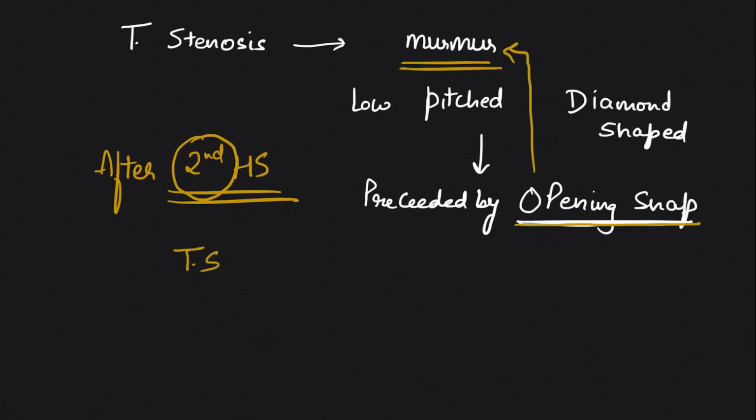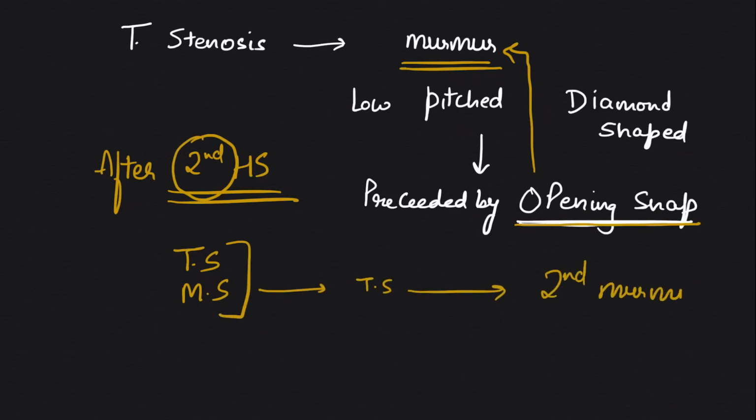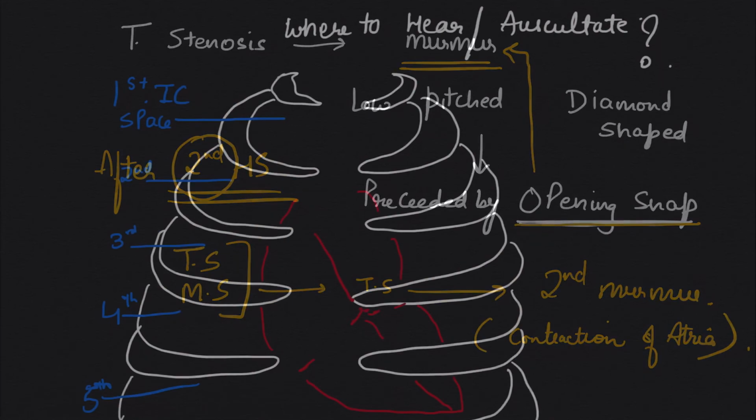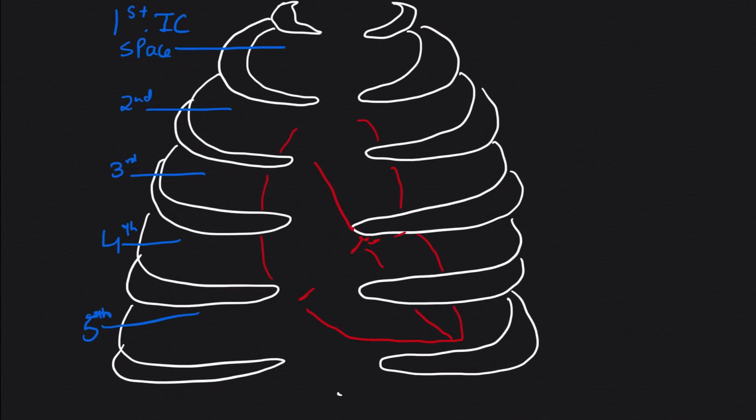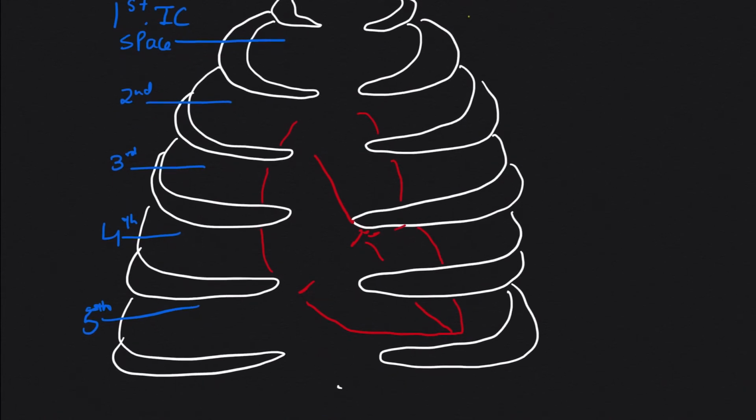But one additional thing in tricuspid we might get is the second murmur, that is due to the contraction of the atria, which I have already told you, and the rest of the things are the same for the mitral stenosis as well as the tricuspid stenosis. Now the question is, how to hear or where to auscultate to hear the murmurs of tricuspid as well as mitral stenosis. Okay, so I am drawing here the ribs.